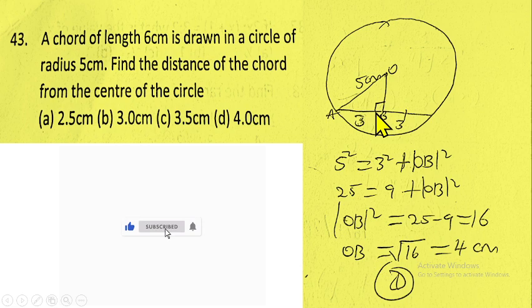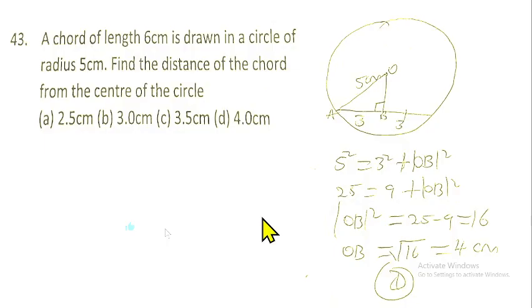And also we know the radius of the circle, which is 5 centimeters, so we can find the distance of the chord from the center, which is OB, using Pythagoras theorem. So we have 5 squared equals 3 squared plus OB squared. So we have 25 equals 9 plus OB squared. OB squared equals 25 minus 9, that will give us 16. To find OB, take the square root of both sides, that will give us 4. So that means the distance of the chord from the center of the circle is 4 centimeters. And option D is the correct option.